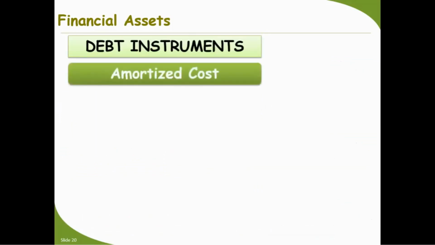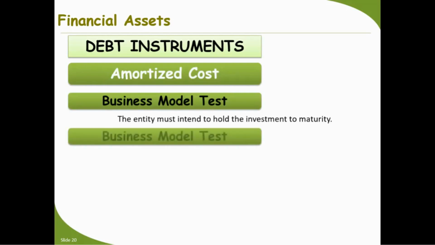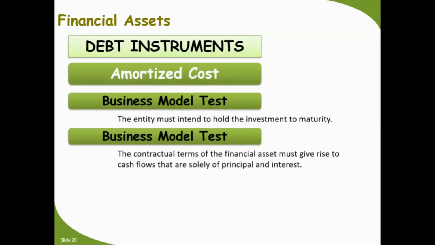But if you have the amortized cost category, first of all, you will check the business model test. If you have the intent to hold the investment till maturity, then you meet the business model test. The contractual terms of the financial asset must give rise to cash flows that are solely of principal and interest. You have the intent to hold the investment till the maturity of your debt instrument, and your contract gives you the two rights to receive principal and interest. If you have any other right, in that case the business model test will not be applicable. I am giving you the indication.